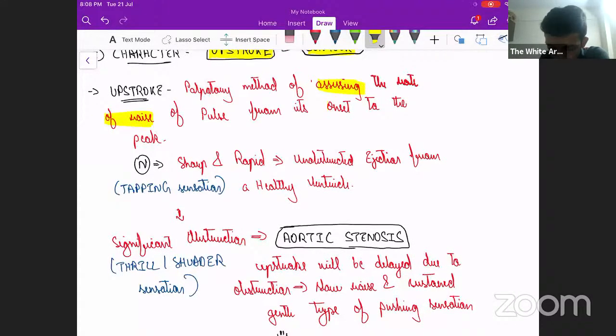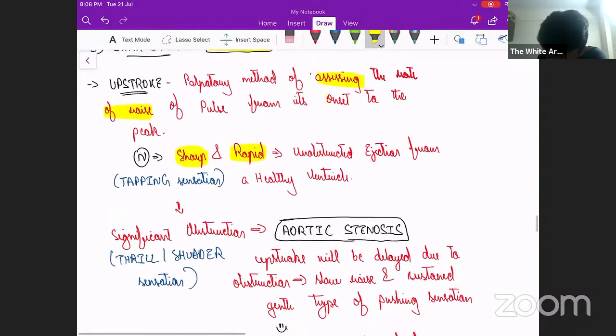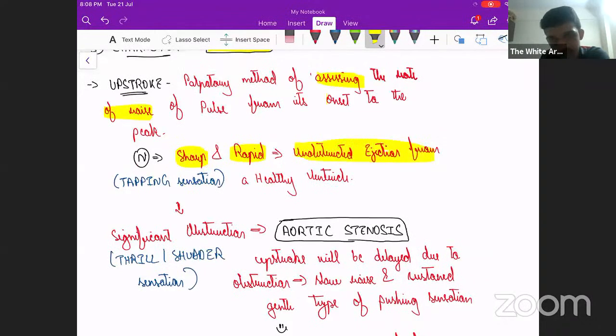So, the palpatory method of assessing the rate of rise of the pulse, how fast the pulse rises. Normally, what do you expect? A sharp and rapid upstroke is what we expect normally. This happens when there is an unobstructed ejection from a healthy ventricle. If there is no obstruction to the flow of the vessel, then we expect this.